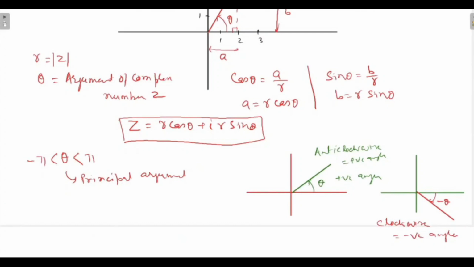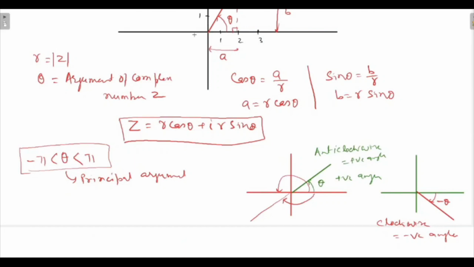So what will happen in this case is that we have to measure the angle from here to here, and if your angle is going to lie in this quadrant, for example, then you have to measure the angle from this direction, in the negative direction, because your principal argument is between minus pi to pi.